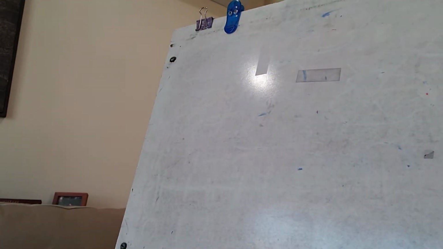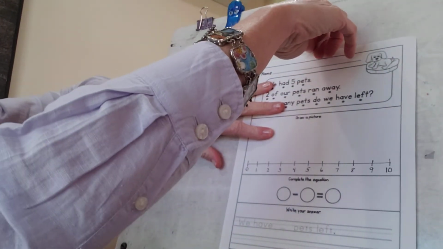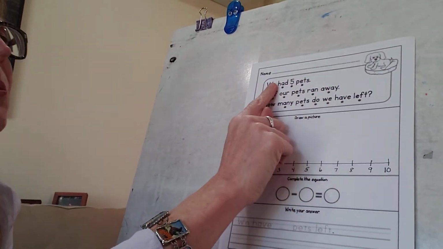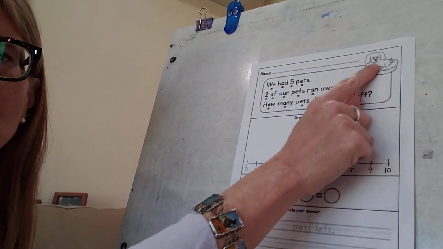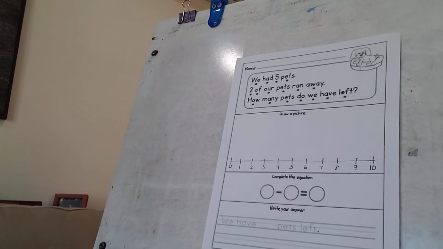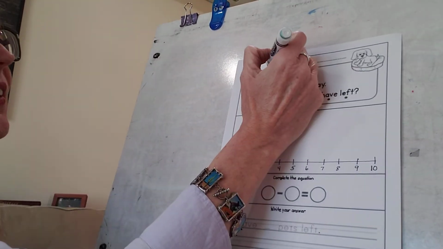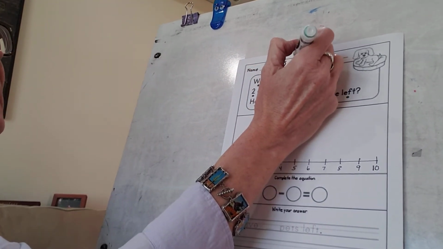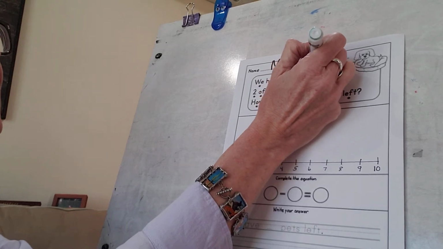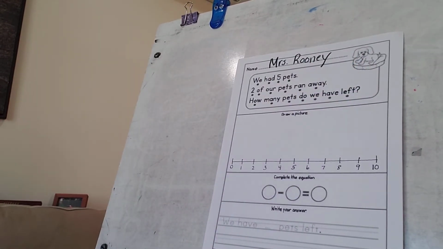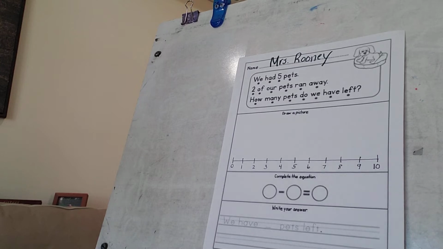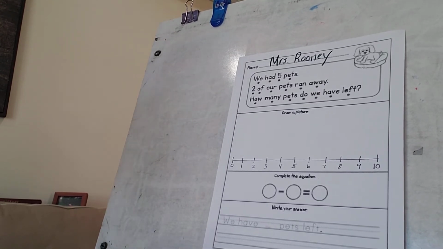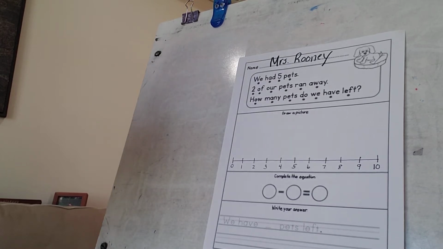Now what we're going to do is go ahead and we have one more to work on. We're going to work on this one right here where we have the pets. You should see the little dog up in the corner there. All right. Go ahead and write your name up at the top of the page there. Now what we're going to do is we're going to listen. All right, listen to my story.